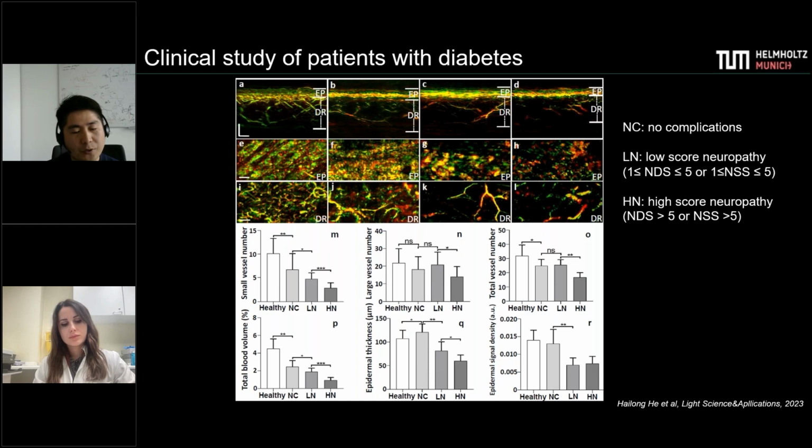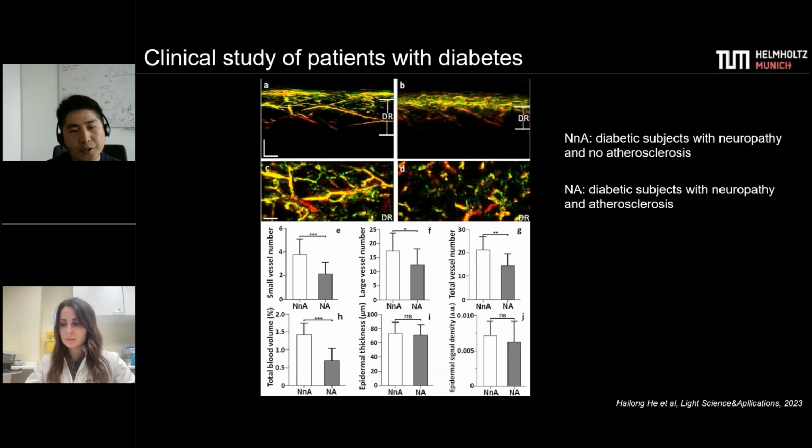The severity of diabetic neuropathy was clinically evaluated using the neuropathy disability score and the neuropathy symptom score. So we divided the diabetic group into 3 categories: those with no complication, those with a lower neuropathy score, and those with a high neuropathy score. Overall, the small vessels demonstrate a statistically significant difference between the 3 diabetic groups, and the computation of the blood volume also demonstrates a similar trend. So this shows that by monitoring the skin microvasculature, it can separate or classify the severity of the diabetic neuropathy.